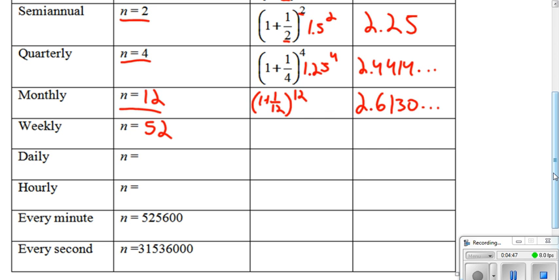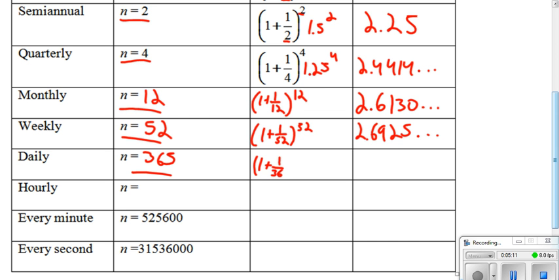Weekly, there's 52 weeks, so they check it 52 times. 1 plus 1 over 52 to the 52nd power. That would actually get us 2.6925 and some more. So about $2.69, getting more. Daily is 365 times: 1 plus 1 over 365 to the 365th power. So we're getting a little more here.